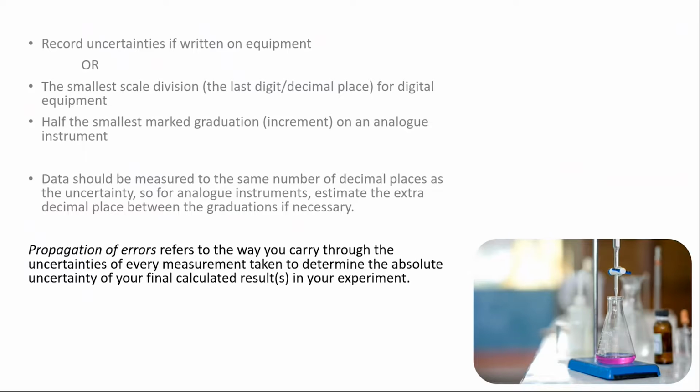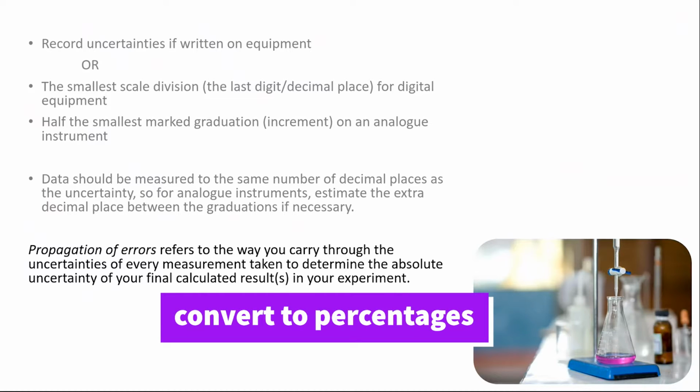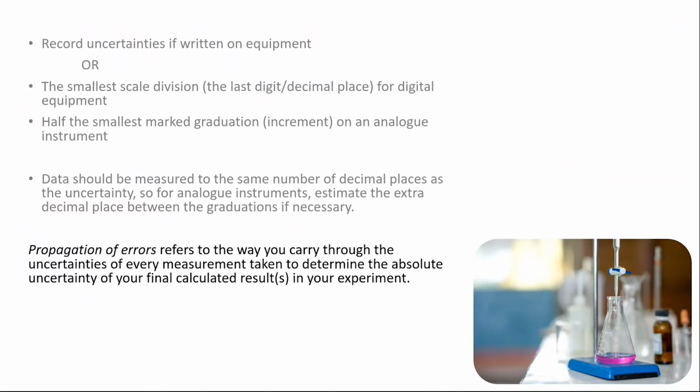Since measurements are taken with different units, this requires you to convert all of the uncertainties to percentages before you can add them together. In an IA, you should have at least 5 data points that you will plot on a graph. Each one will have a different uncertainty value. You need to show a sample calculation for just one of them.